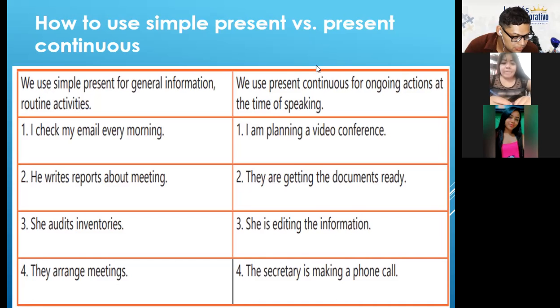Okay. We use present continuous for ongoing actions in the time of speaking. Number one, I am planning a video conference. Number two, they are getting the document ready. Number three, she is editing the information. Number four, the secretary is making a phone call.